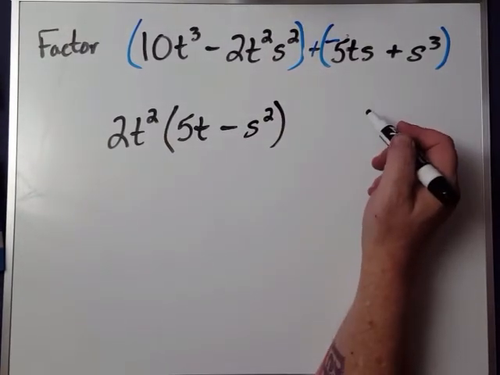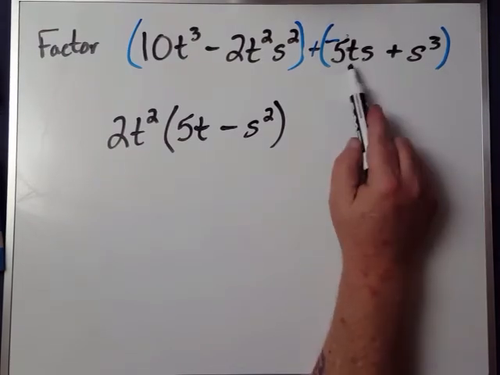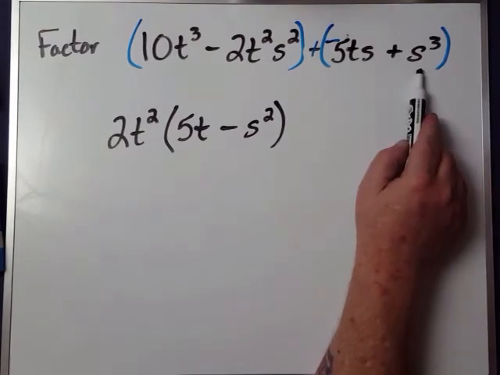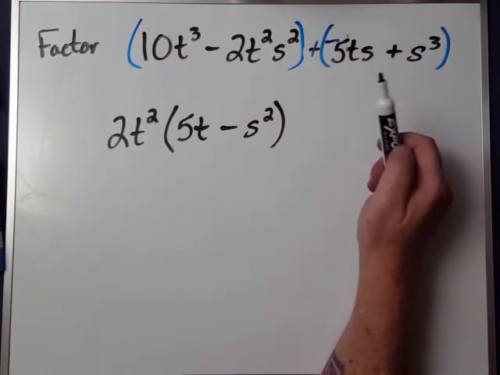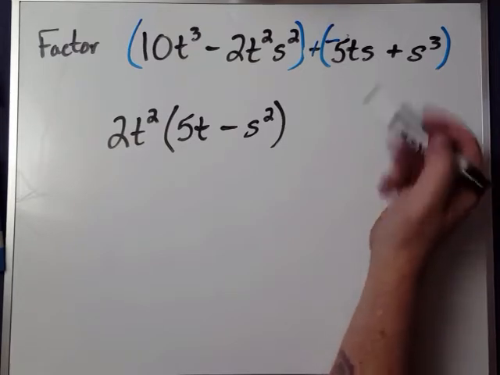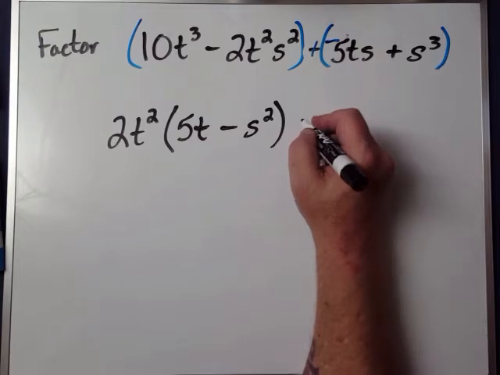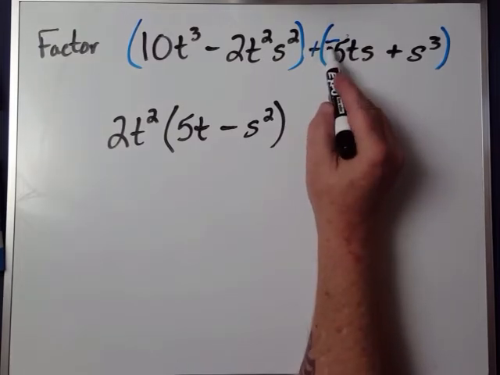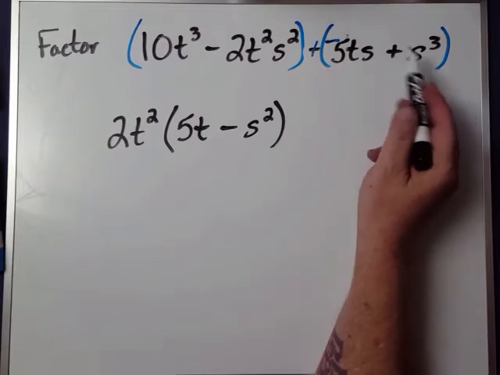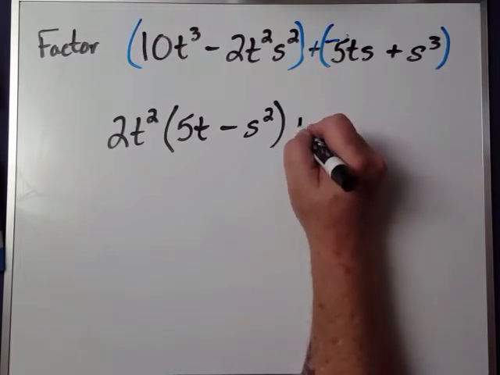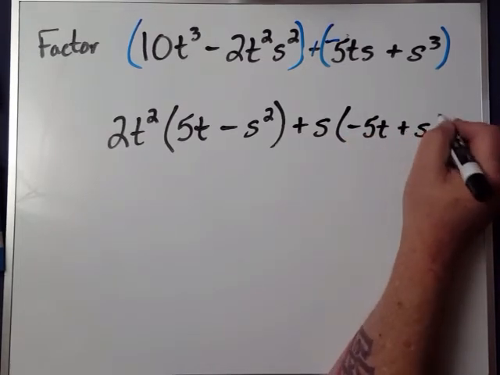Now, out of the second pair, can you look a little bit ahead? The greatest common factor between these 2 terms is s. That's all they have in common, is a single s. But is that what I want to factor out? I can try it, and if it's not, I'll erase it. But a lot of times when I make these 2 marks, I have to consider, do I want to pull out the positive or the negative? And if I pull out just an s, it's going to leave minus 5t plus s squared.